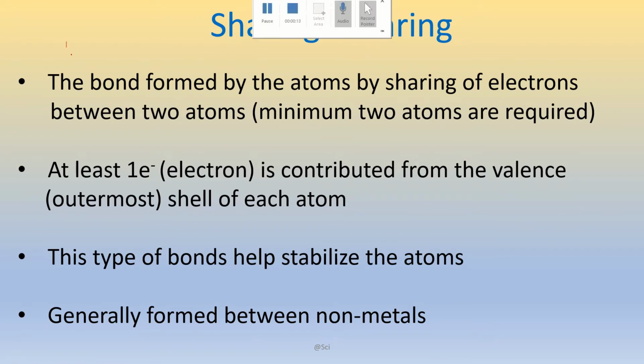This bond is formed by the atoms by sharing of electrons between them. So a minimum of two atoms are required, because when we talk about sharing, one atom cannot share. It needs a partner to share its electrons. So that's why a minimum of two atoms are required. How many electrons do they need to contribute? They must contribute at least one electron.